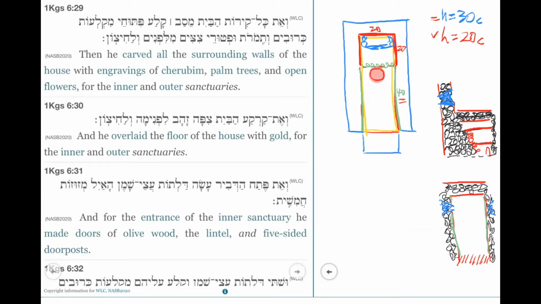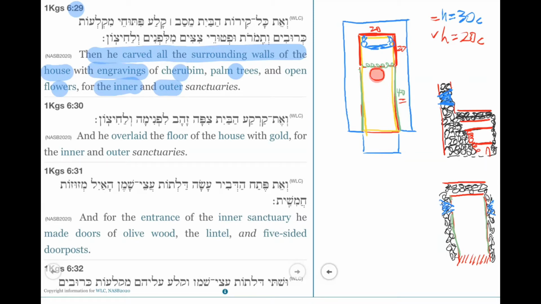Verse 29. He carved all the surrounding walls of the house with engravings, and these are pictures. These are pictures on the sides of the walls here. Pictures of what? Cherubim, palm trees, open flowers for the inner and outer sanctuaries. Now, what this means is all the way on the inner walls are these pictures for the inner and outer sanctuaries. Remember, this is called the inner sanctuary. This is called the outer sanctuary.